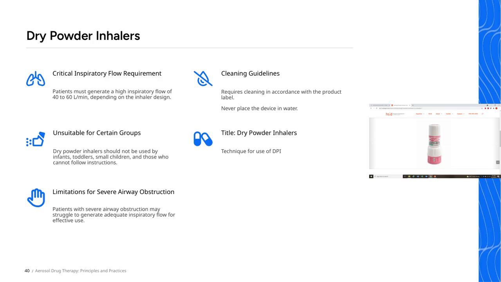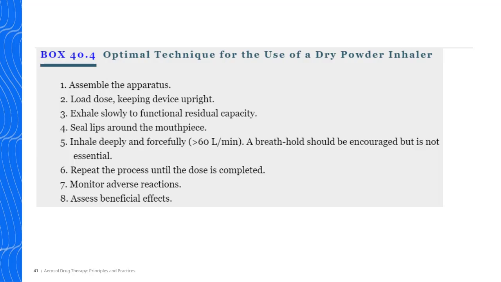That brings us to a critical point, the inspiratory flow requirement. Patients need to generate a high inspiratory flow, typically between 40 to 60 liters per minute, depending on the specific inhaler. Achieving this flow is vital for the medication to be properly inhaled and effective. So, understanding these key points helps ensure that patients use DPIs correctly and safely, maximizing their benefits in managing respiratory conditions.